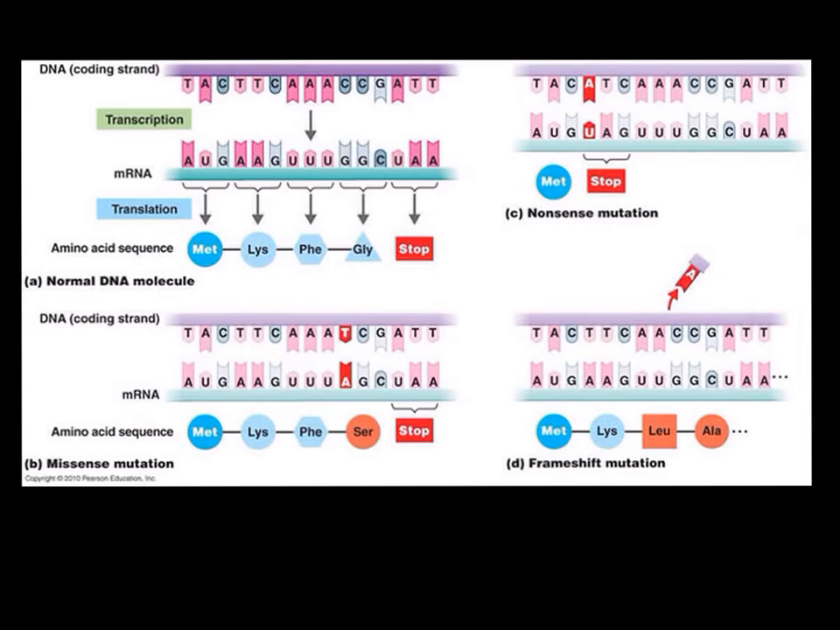Here are a few more examples of those point mutations. Okay. So right here we have normal DNA, normal mRNA, and the normal amino acids. Here's one of those missense mutations where we've changed one letter. That changes one amino acid. Here's a nonsense mutation, so we change one letter, then it gives us a stop codon, so that really shortens it. Then we have another type of mutation down here, a frameshift.